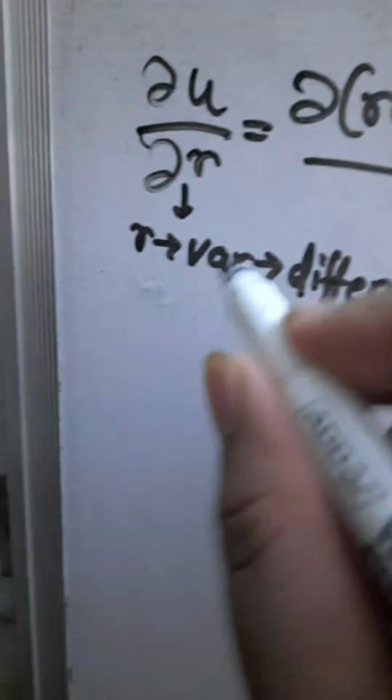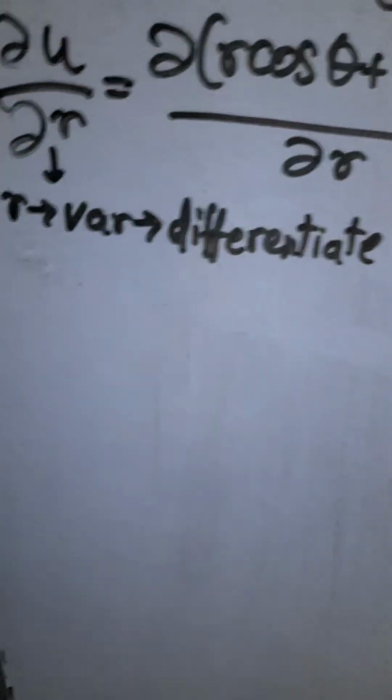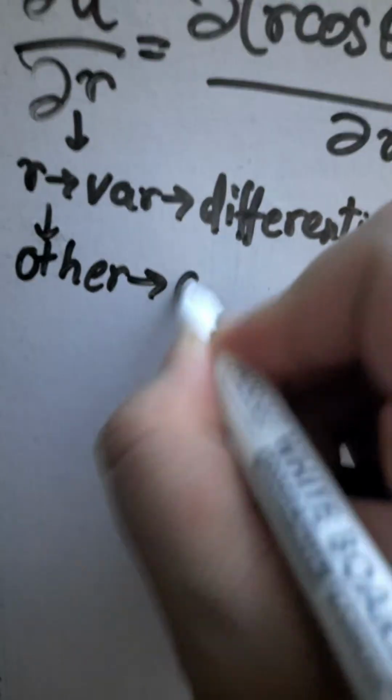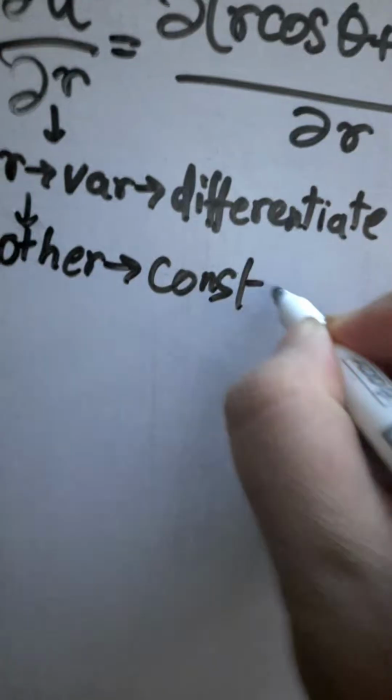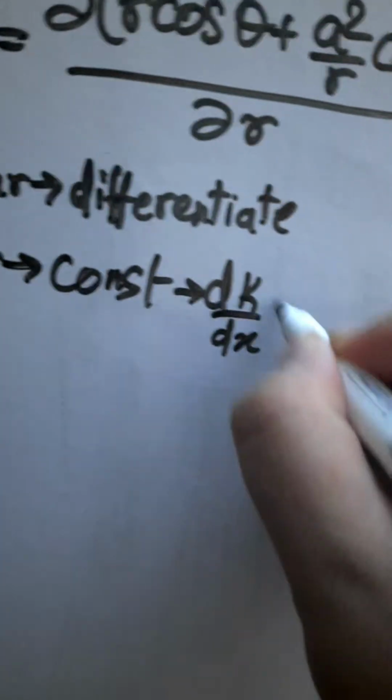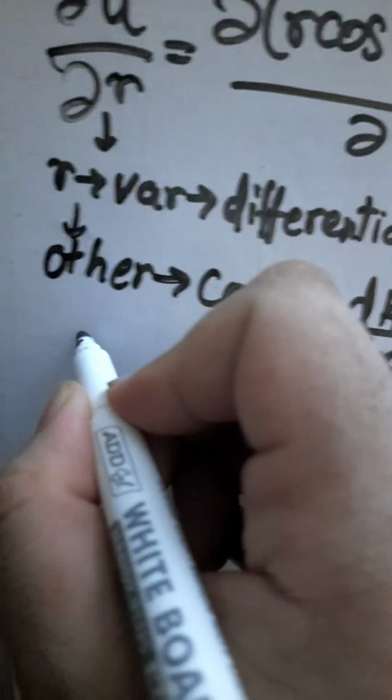So with respect to r derivative means that r will be the only considered variable which should be differentiated. Others would be either considered constant, so derivative would be 0, like d by dx of a constant equal to 0, or coefficient, okay, or it can be coefficient.